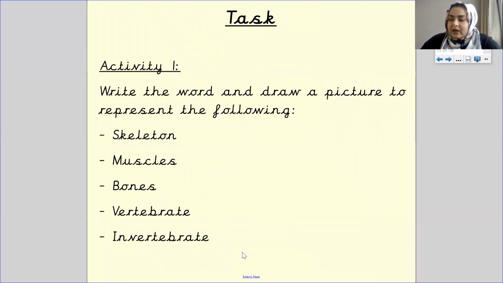So the following are your tasks. If you are doing activity number 1, I want you to write down the words that are here, and I would like you to draw a picture to represent the following. So I want you to write the word skeleton and draw a skeleton. I want you to write the word muscles and draw a muscle. I want you to write the word bones and draw a bone.